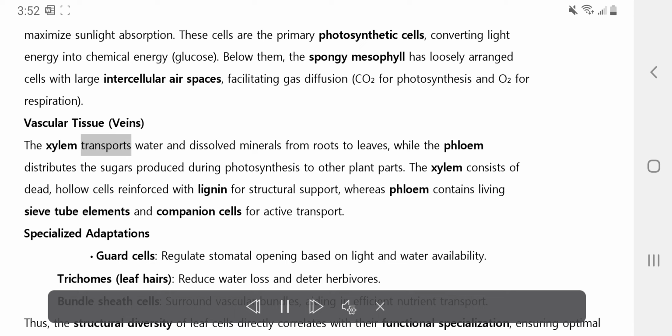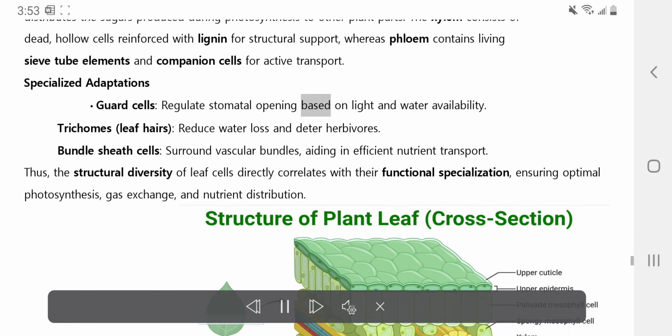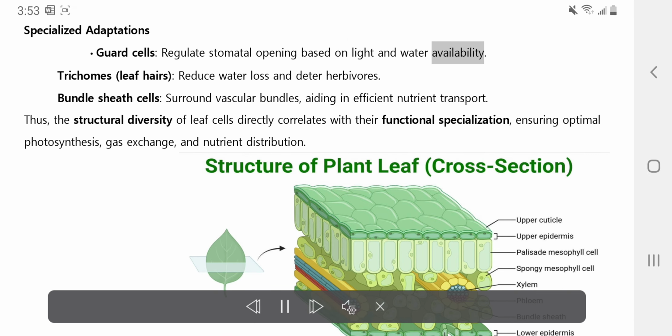The xylem transports water and dissolved minerals from roots to leaves, while the phloem distributes the sugars produced during photosynthesis to other plant parts. The xylem consists of dead, hollow cells reinforced with lignin for structural support, whereas phloem contains living sieve tube elements and companion cells for active transport. Specialized adaptations. Guard cells regulate stomatal opening based on light and water availability.